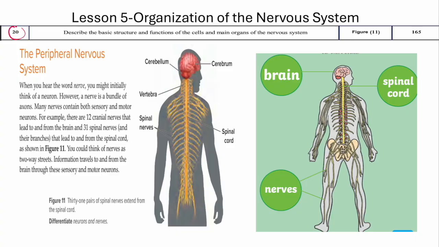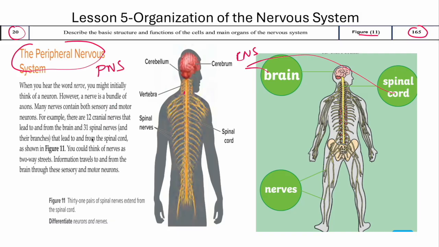Question number 20 will be from page number 165. Figure 11 shows the peripheral nervous system. We learned about the central nervous system, which has the brain and the spinal cord. But all the other nerves arising from the brain and spinal cord are called the peripheral nervous system.